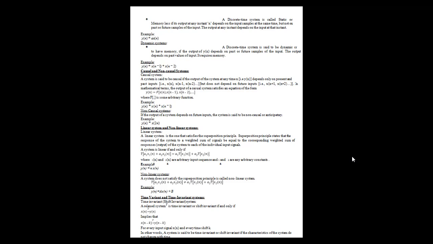The third one is linear and non-linear system. When we are defining this, we have to remember the superposition principle. A linear system is one which satisfies the superposition principle. The principle states that the response of the system to a weighted sum of signals is equal to the corresponding weighted sum of the outputs of the system to each of the individual input signals. Okay, so that is to be named a linear system, which has to satisfy the superposition principle.